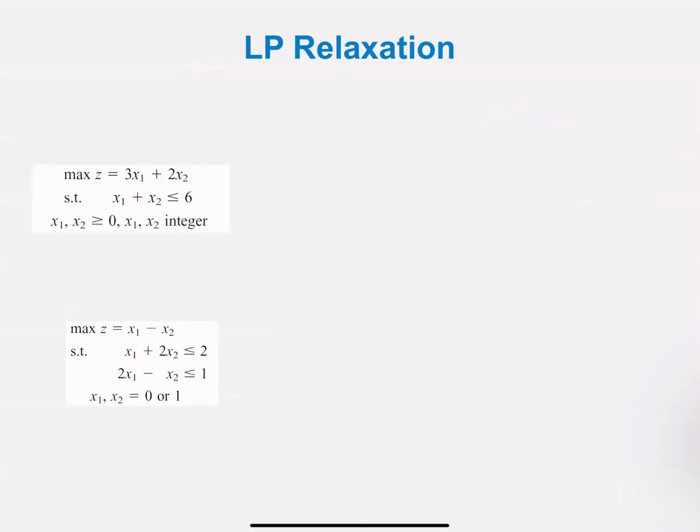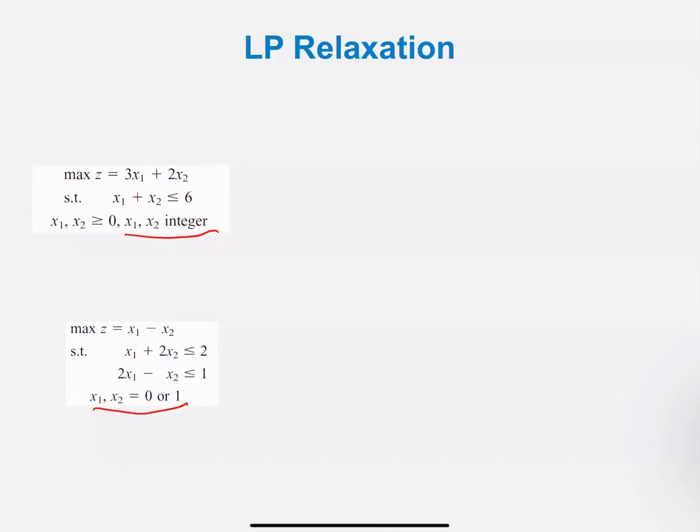Let's say we have two problems, both with 2 variables. The first problem: maximize 3x1 plus 2x2, subject to x1 plus x2 less than or equal to 6. As you see, in this case, this is not an LP. This is not a linear programming problem because it states that our variables are integer. And the second one also says that our variables are 0 or 1, binary. That's also not linear programming.